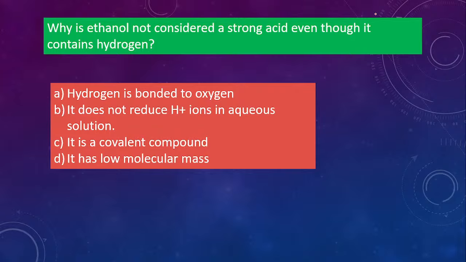Option A, hydrogen is bonded to oxygen. Option B, it does not produce H plus ions in aqueous solution. Option C, it is a covalent compound. Option D, it has low molecular mass. So tell me what will be the answer.